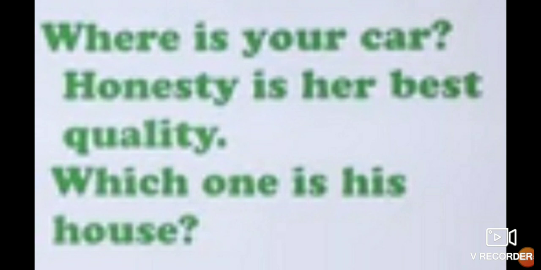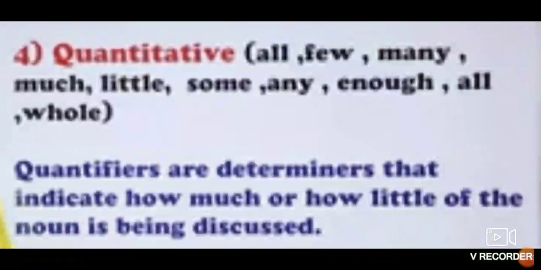Possessive determiner. Which one is his house? So we are talking about whose house? His house. And before house, house is a noun here, and before a noun, a determiner is used. So his is here. Which determiner? Possessive determiner. Now come to number 4, quantitative.